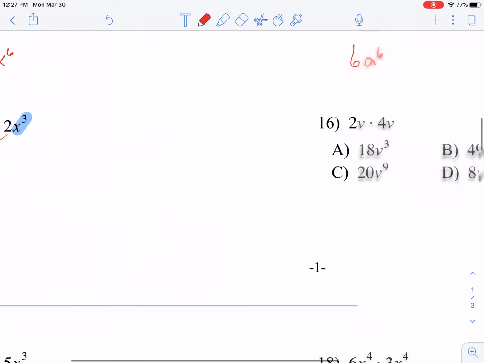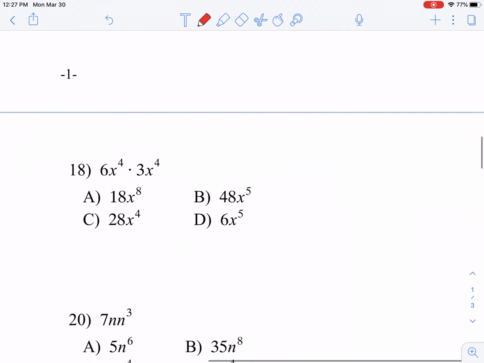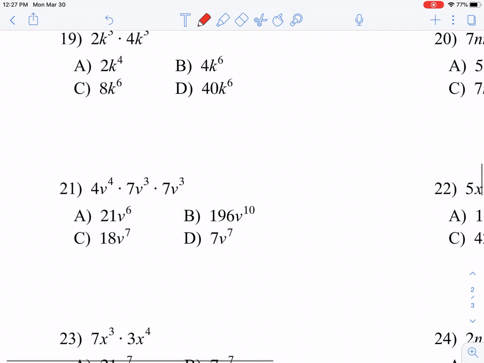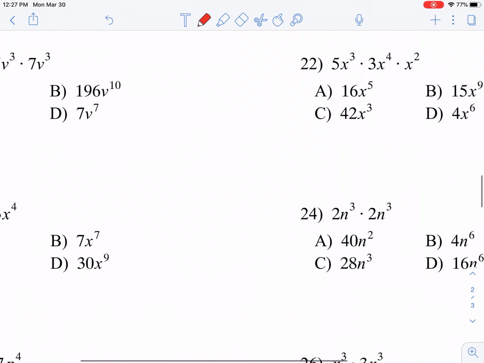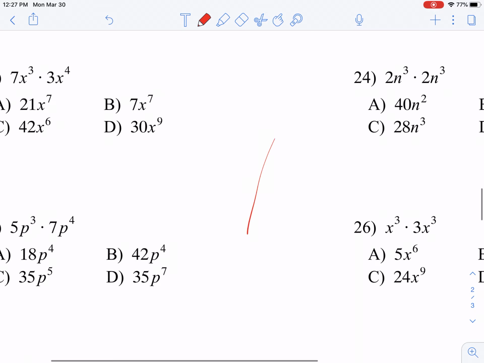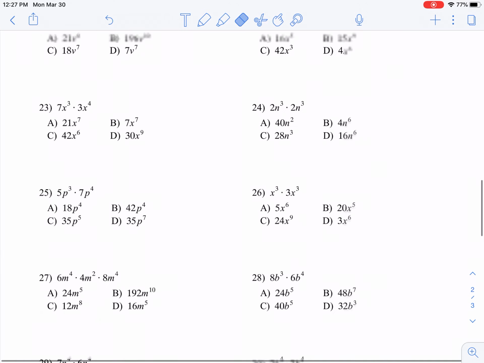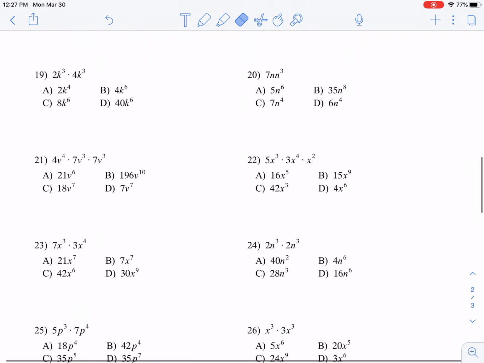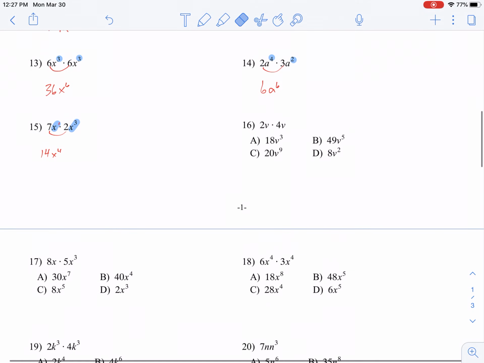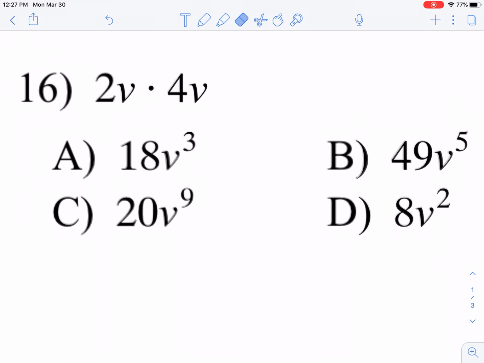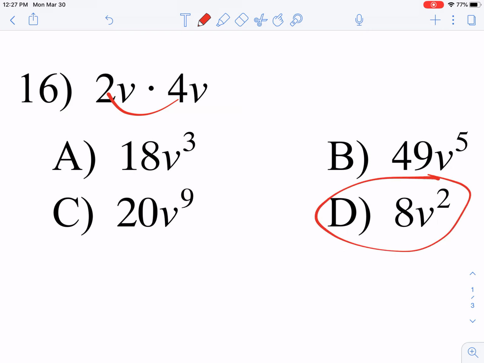You're going to complete problems 16 through 30 on Canvas. You'll notice that I've made them multiple choice. So one thing that you might consider doing is, okay, for number 16, 2 times 4 is 8. Well, this is the only answer that has 8 in it. So we guarantee we're right, but go ahead and finish it out. V, and then there's a 1, that's a 1, V, 8V to the 2nd. Again, these are multiple choice.